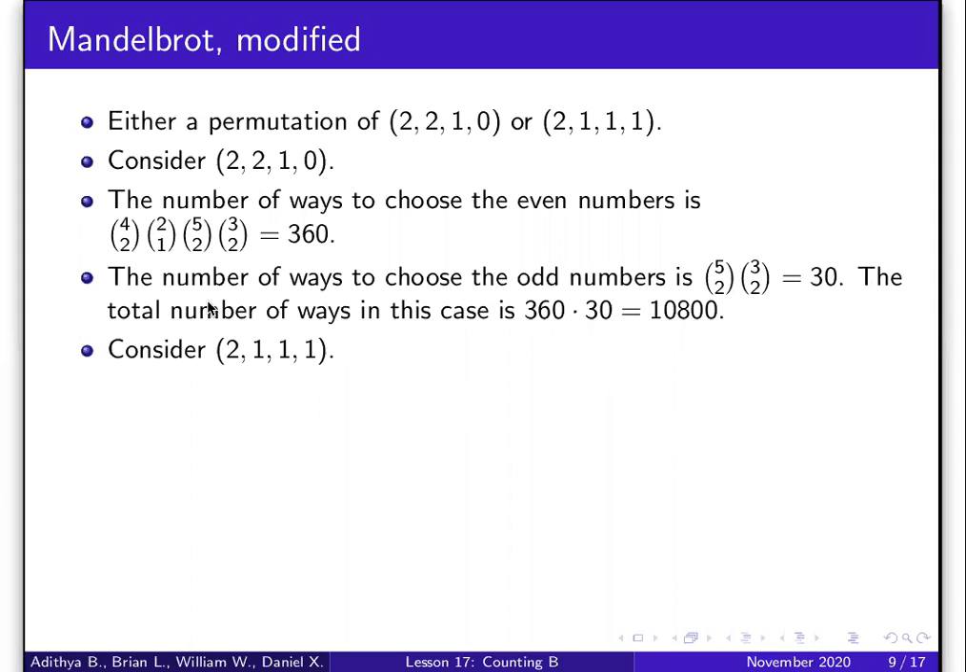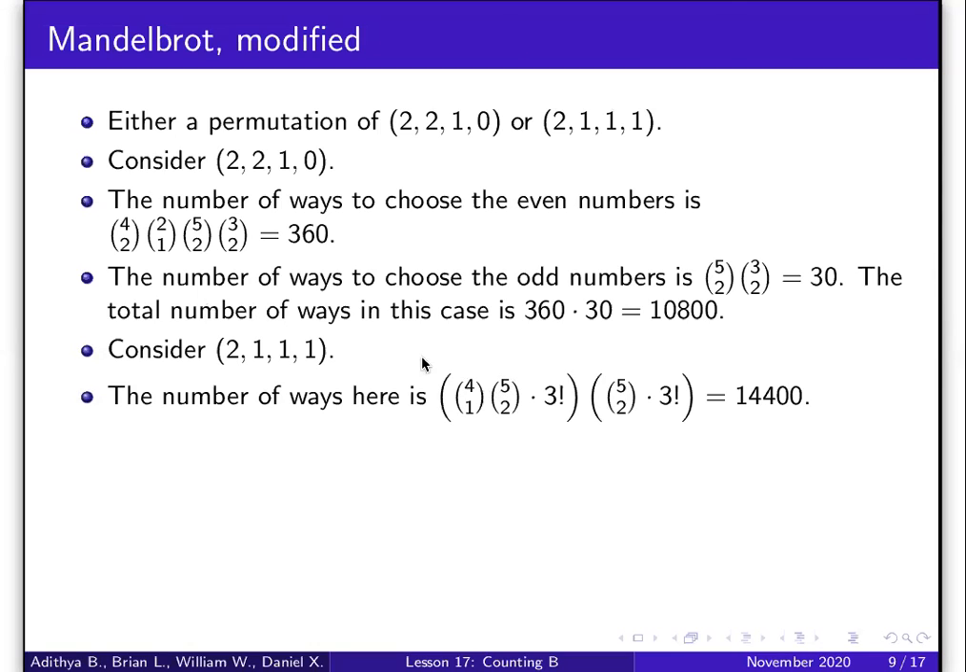In the second case, it's a very similar computation. Here we have 4 ways to choose which one gets two even numbers. And then we have 5 choose 2 times 3 factorial ways to distribute all of the even numbers. And then we have another 5 choose 2 times 3 factorial ways to distribute the odd numbers here.